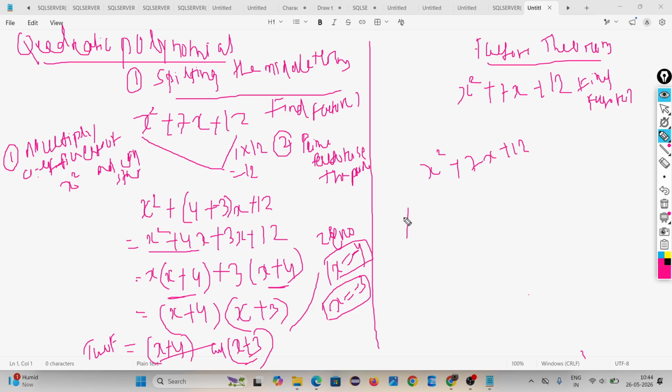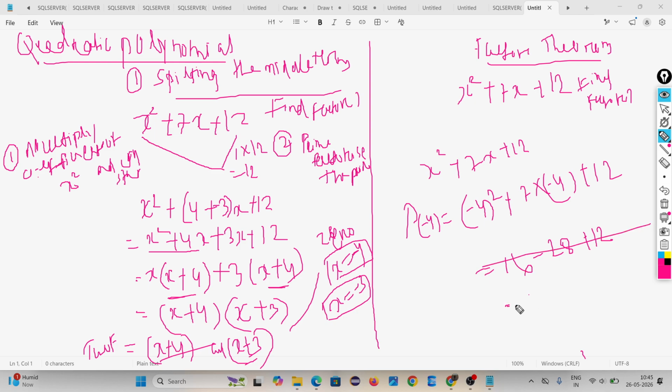Minus 4. Then p of minus 4 equals minus 4 square plus 7 into minus 4 plus 12. Minus 4 square is 16, minus 28, plus 12. Cancel. Now look, you are getting 0. If you are getting 0, that means 100% I can say x plus 4 is a factor of the polynomial x square plus 7x plus 12. You understand?